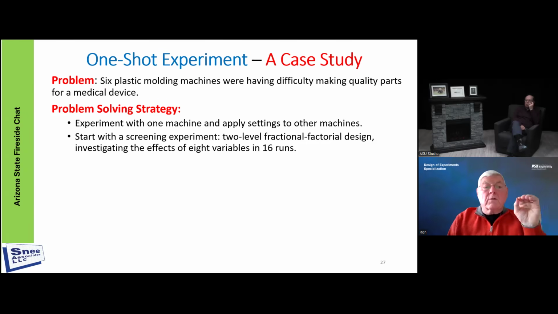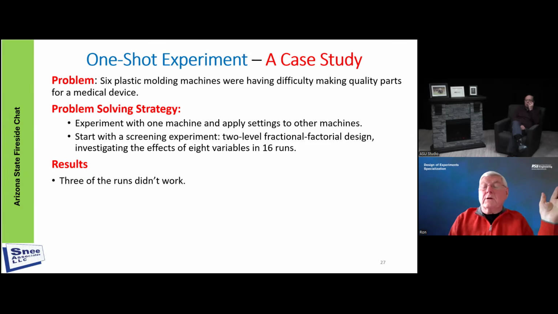Then we're going to start with a screening experiment. We're going to use a 2-level fractional factorial design and look at the effects of 8 variables in 16 runs. So what would that be? 2 to the 8 minus 4 design. And what did we get out of that? Well, first of all, 3 of the runs didn't work.